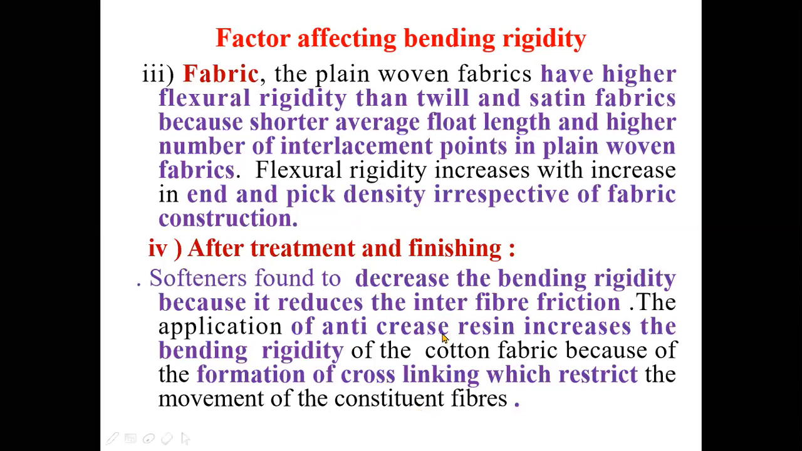Next is the effect of anti-crease resin. Now what does the anti-crease resin do exactly with the fabric? The anti-crease resin will form hydrogen bonds with the hydroxyl groups. As a result of formation of the bond, the movement will be restricted. And since the movement will be restricted, the bending rigidity will be high.